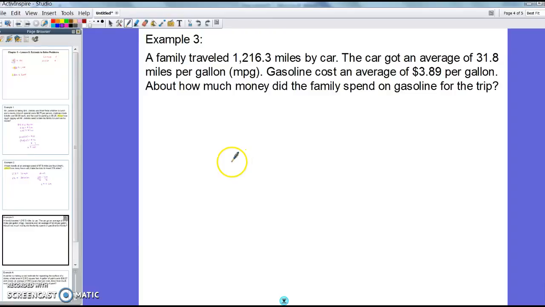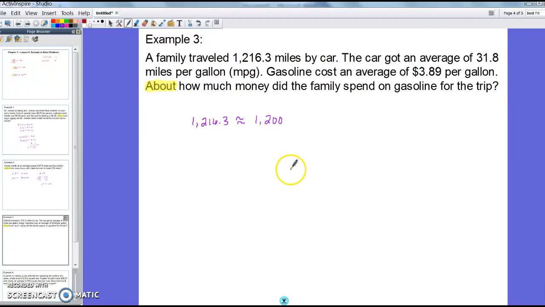A family traveled 1,216.3 miles by car. The car got an average of 31.8 miles per gallon. Gasoline costs an average of $3.89 per gallon. About how much money did the family spend on gasoline for the trip? Okay, there's that about again. So let's go ahead and round all of our numbers. So we've got 1,216.3. That's going to round to about, again, we want to use something that's relatively easy to work with. So that's about 1,200 miles.